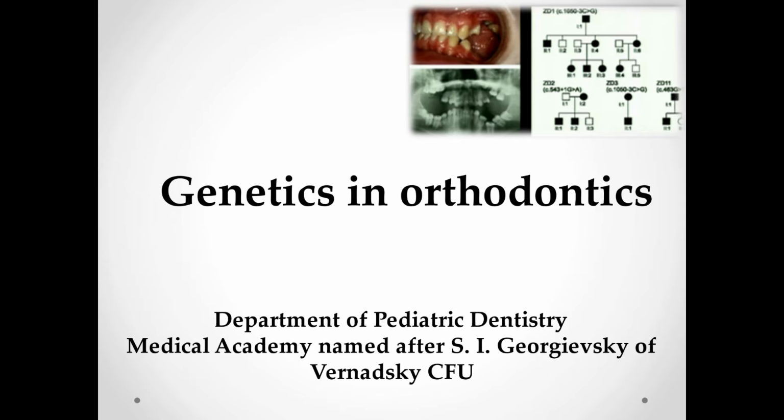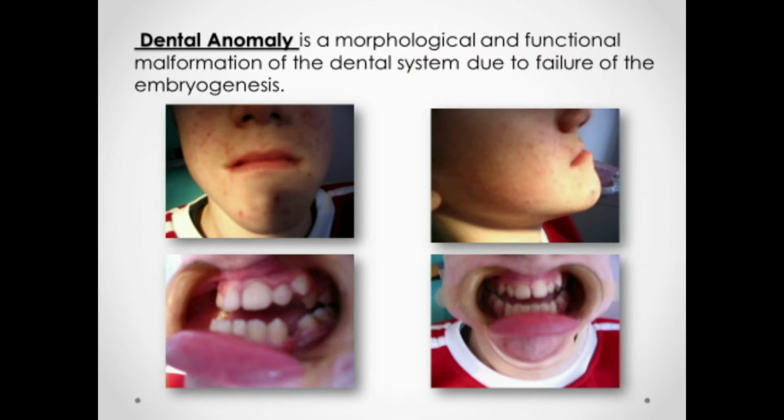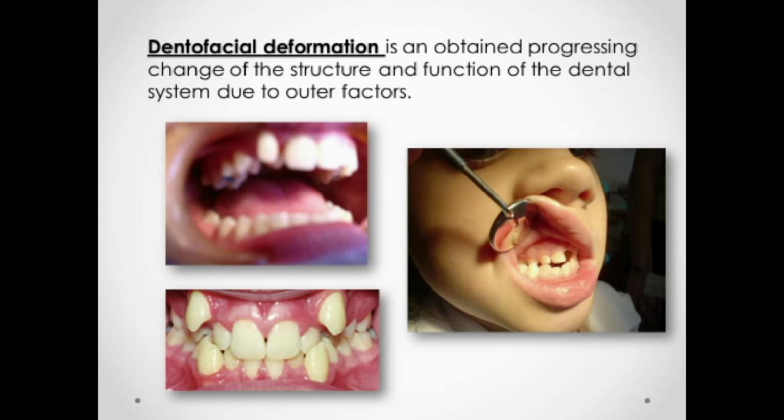Grigorieva draws our attention to the fact that from 17 to 21% of dental anomalies are inherited and other ones are obtained due to adverse outer factors. Dental anomaly is a morphological and functional malformation of the dental system due to failure of the embryogenesis. Dentofacial deformation is an obtained progressing change of the structure and function of the dental system due to outer factors.